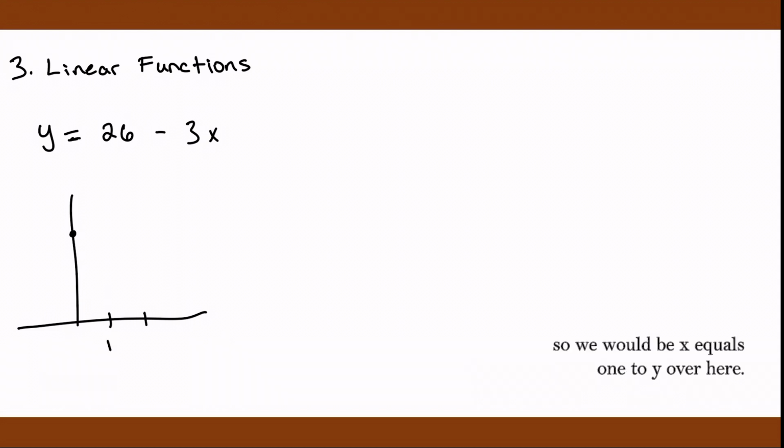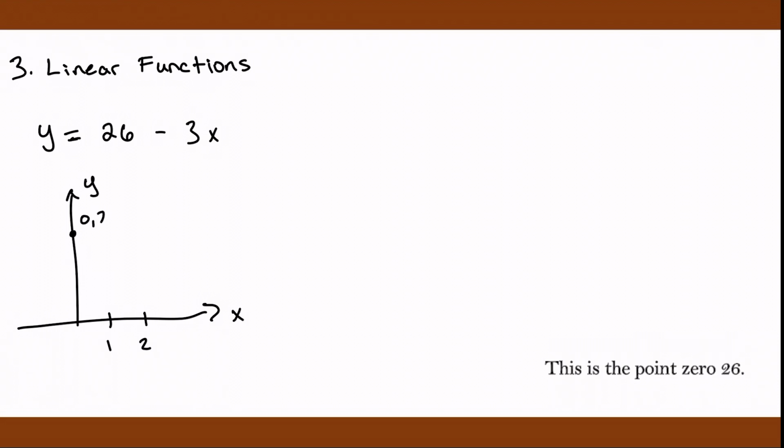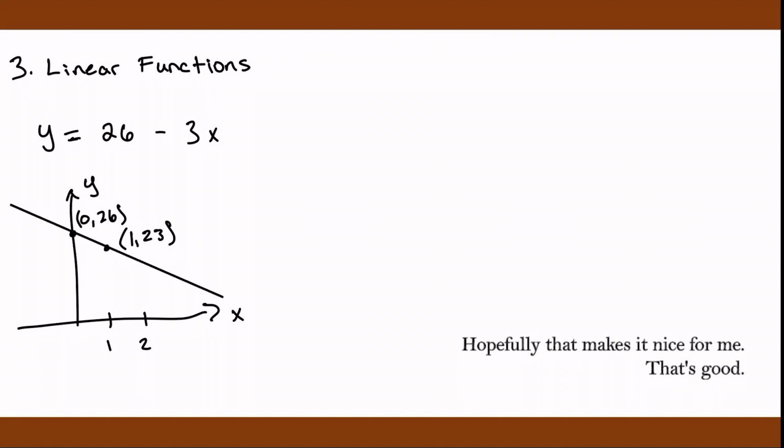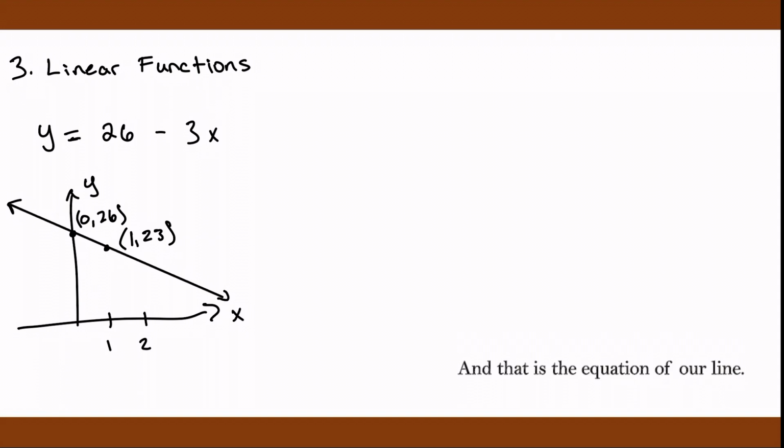So here we would have x equals 1, 2, and y over here. This is the point 0, 26. This is the point right here, it would be 1, comma, 23. And you only need 2 points to do a line, so you can simply connect the dots. Hopefully that makes it nice for me. That's good. It goes on forever. And that is the equation of our line. That's what it looks like.